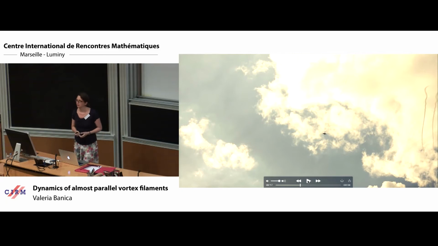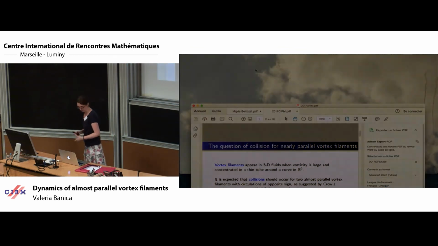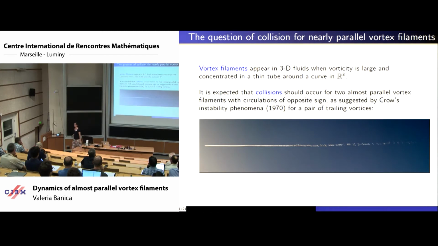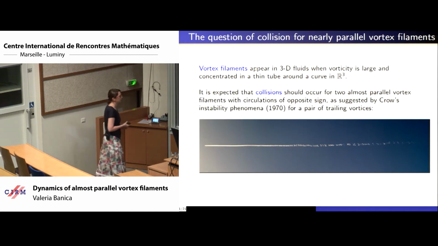So things are very clear on this movie. Everybody can see this in nature, and it's a real natural way of seeing crossing of vortex filaments. Now, of course, the problem is that vortex filaments are a very singular configuration in fluids, and we'll study them through an approximate model.